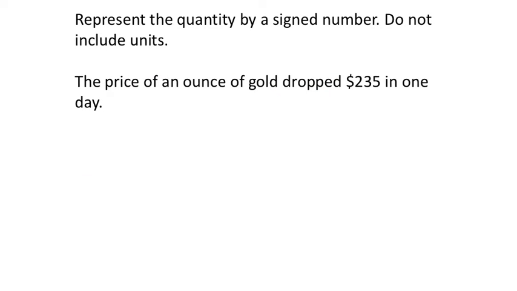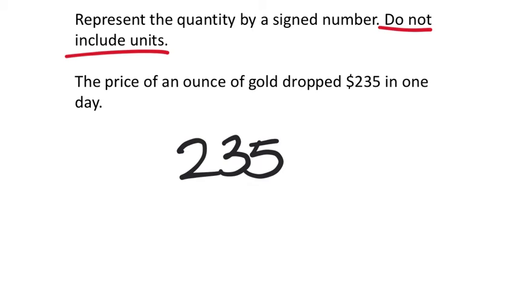All right, represent the quantity by a signed number. Do not include units. So here we go. This one always bothers me, but it says do not include units. And whenever I see word problems, it's just instinct to label the problem, but it's telling us not to. The price of an ounce of gold dropped $235 in one day. So we know it's 235. We just got to figure out the sign of this thing. And since it did drop, this would be a negative 235.